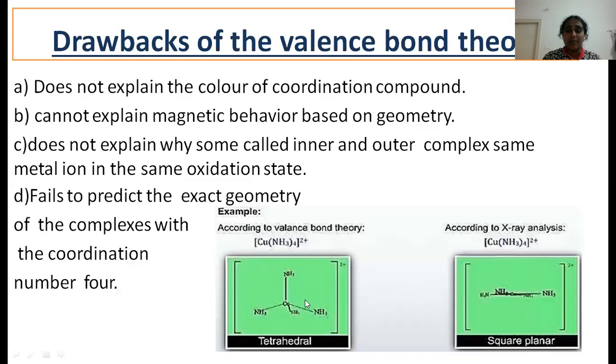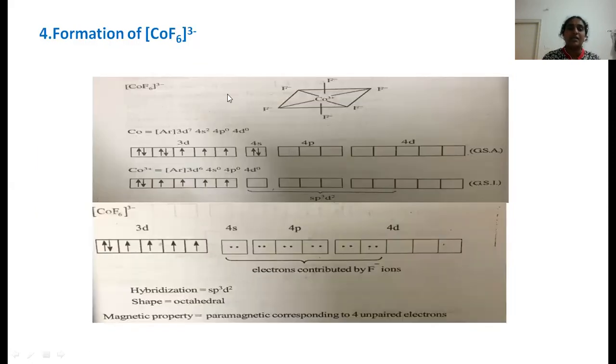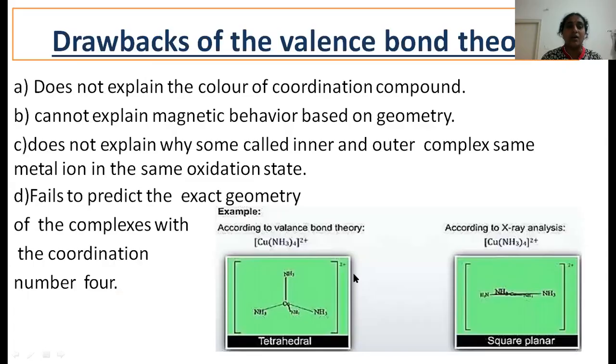Like this, some complexes may show inner orbital complexes, where 3d orbitals are involved. In some complexes 4d orbitals or 5d orbitals are involved, then those complexes are called outer orbital complexes. So like this, valence bond theory explains the structure and magnetic properties of many coordination complexes. But even so, this theory has some drawbacks.